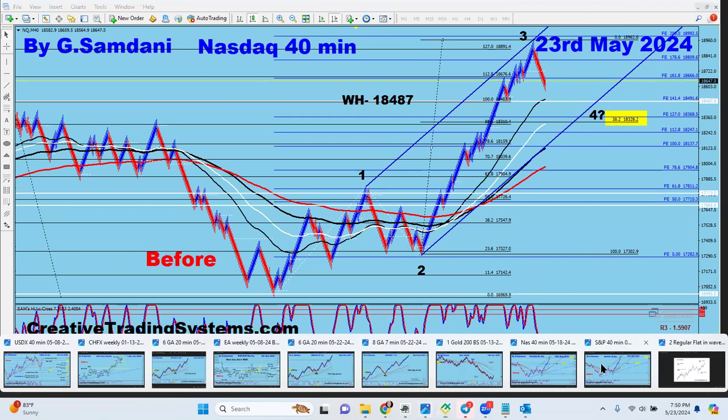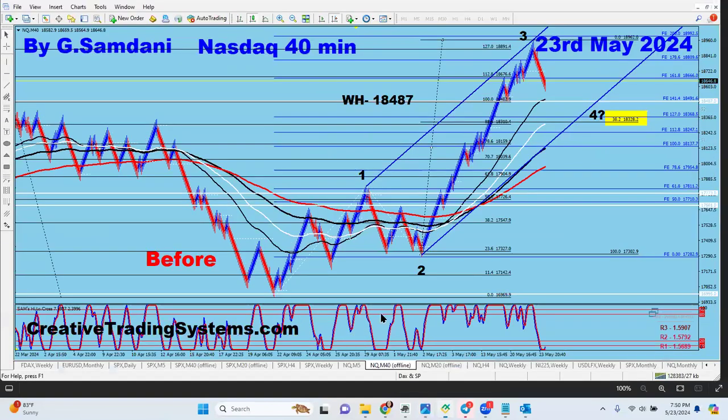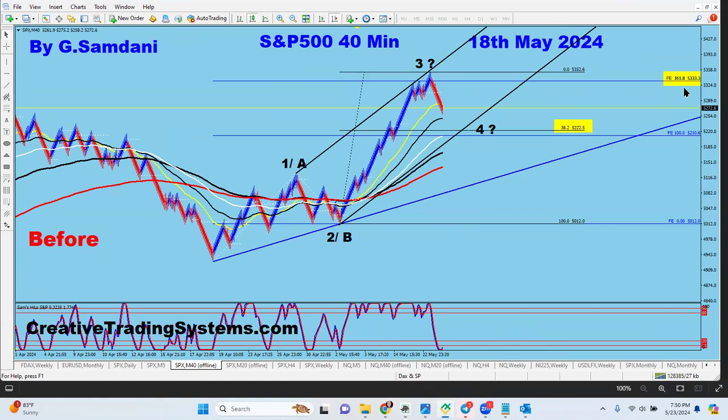S&P 500. Right? So the S&P 500 chart I made on 18th May was this: wave 1, 2, wave 3, count 161%, and it's going to drop for wave 4. Now, this baby behaved accordingly, according to my chart, and it turned from there exactly, see this? 161, it went up a little bit, just a little bit, and now it starts to drop.